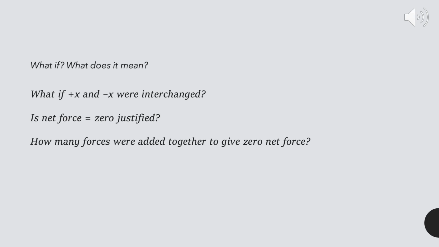Lastly, it is impossible to tell how many forces add to give net force equal to 0 as the trolley also collides with air particles that contribute to resistive forces. This lab can be improved by using a surface with very low dynamic friction coefficient or accounting for the frictional forces in the model.